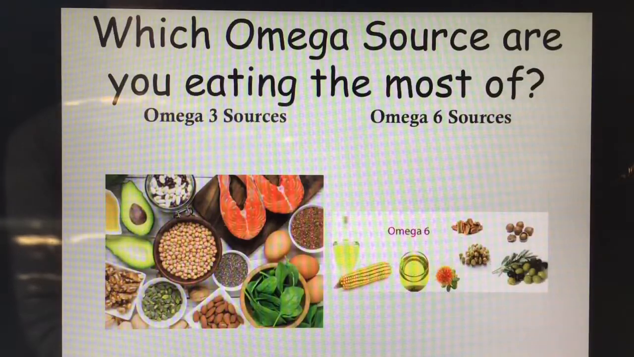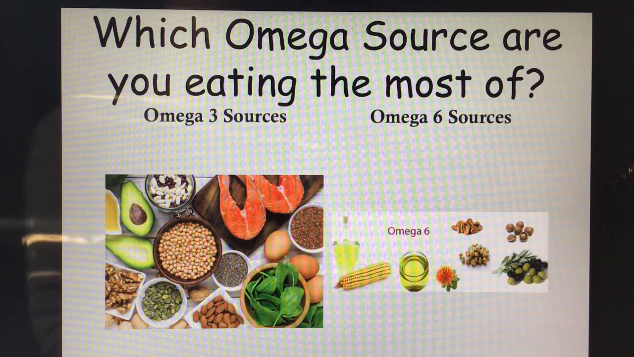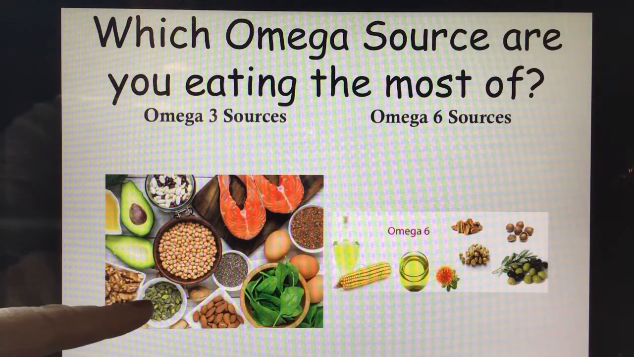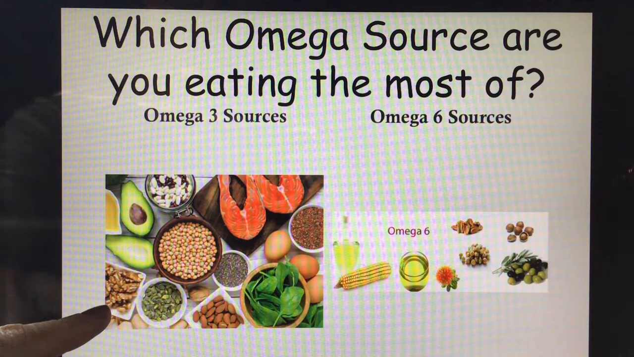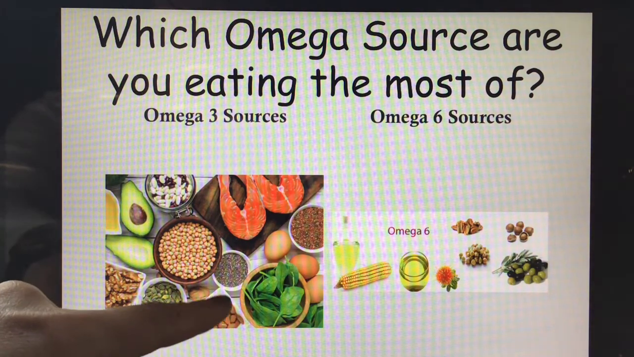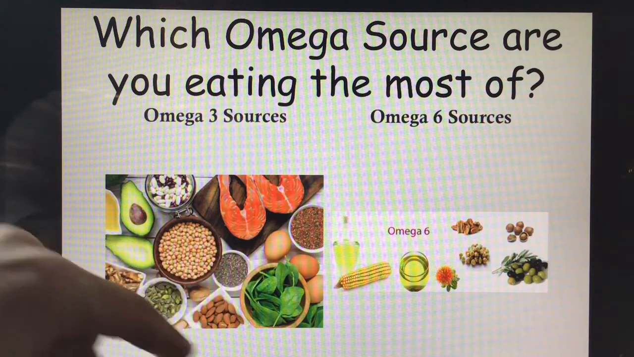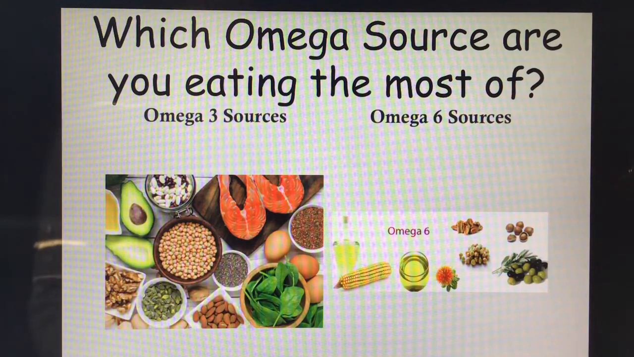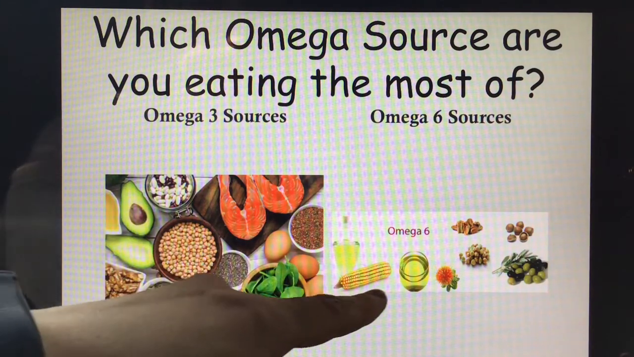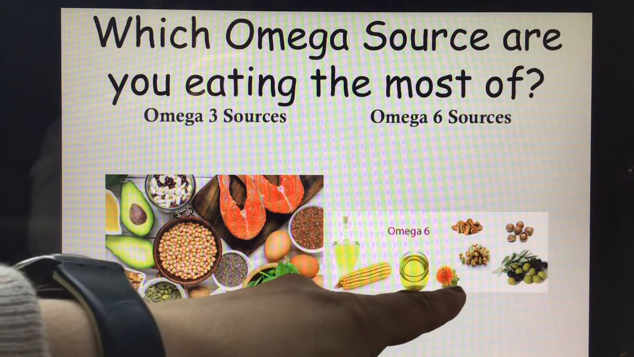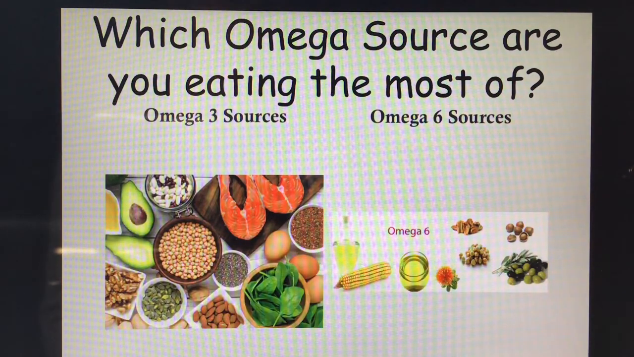Here's a question for you. Which omega source are you currently eating the most of? On our left-hand side, we've got avocados, chickpeas, sunflower seeds, walnuts, almonds, chia seeds, salmon, eggs, beans, and linseeds. And then on our right, we've got corn oil, olive oil, sunflower oil, and different types of nut oils and olives. So which would you say would be your predominant source of omega? Are you getting mostly omega-3 or omega-6?